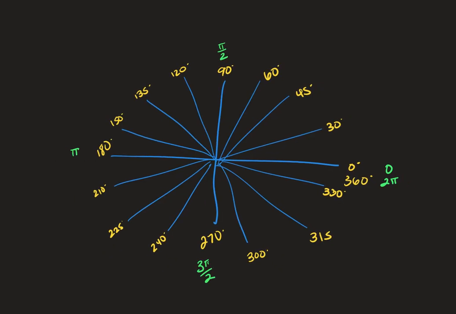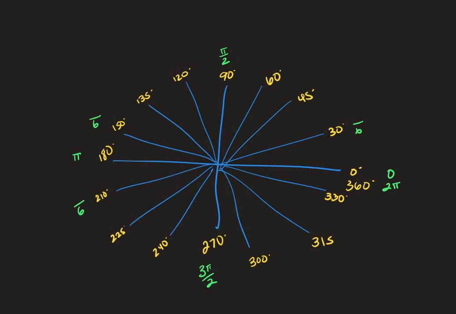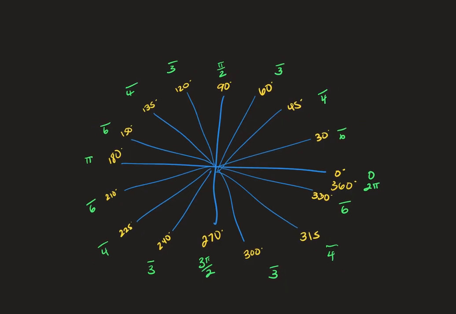Then all the angles closest to your x-axis have what denominator? 6. So this is over 6, over 6, over 6, and over 6. All the ones closest to your y-axis are what? Over 3. So over 3, over 3, over 3, over 3. And the in-betweens are over 4. Then in the first quadrant, they all have pi, but in the first quadrant, it's just pi.